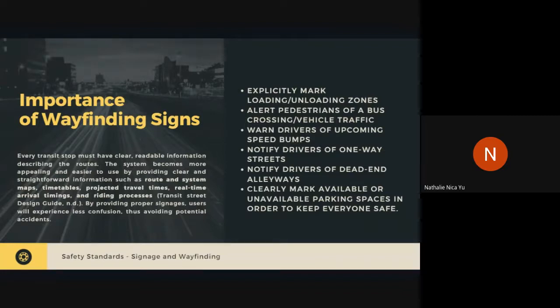Signages must explicitly mark loading and unloading zones, so they must be present to alert pedestrians of a bus crossing or vehicle traffic. They should warn drivers of upcoming speed bumps. They must notify drivers of one way streets, notify drivers of dead end alleyways, and also clearly mark available or unavailable parking spaces in order to keep everyone safe and make things much more convenient as well.